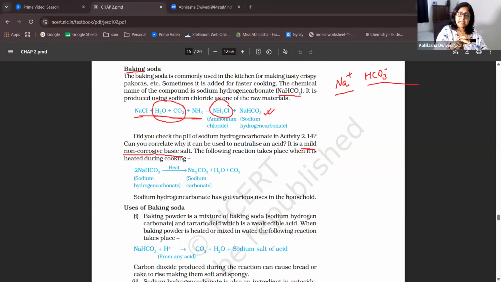Now, another aspect is baking powder. Baking powder is actually what? It is baking soda. Baking powder is this one. Now, baking powder is when it is added to some kind of lactic acid or vinegar, something like that. That gives you the sodium salt of the acid, and that is going to be the baking powder.